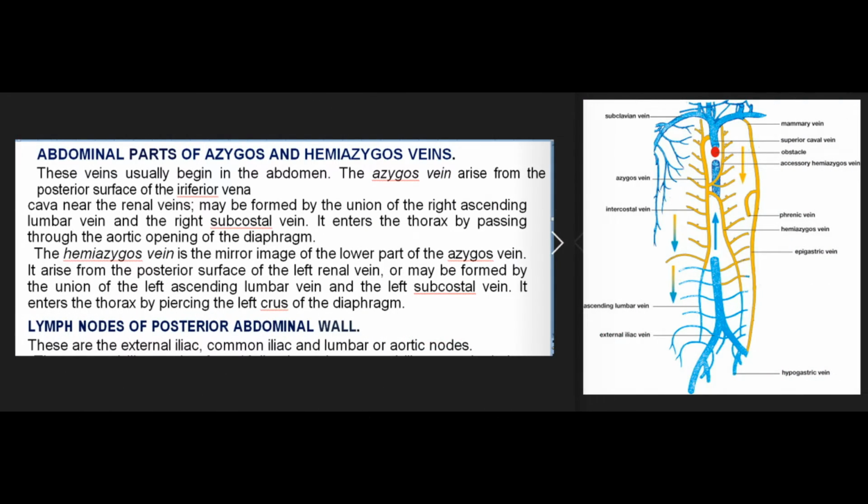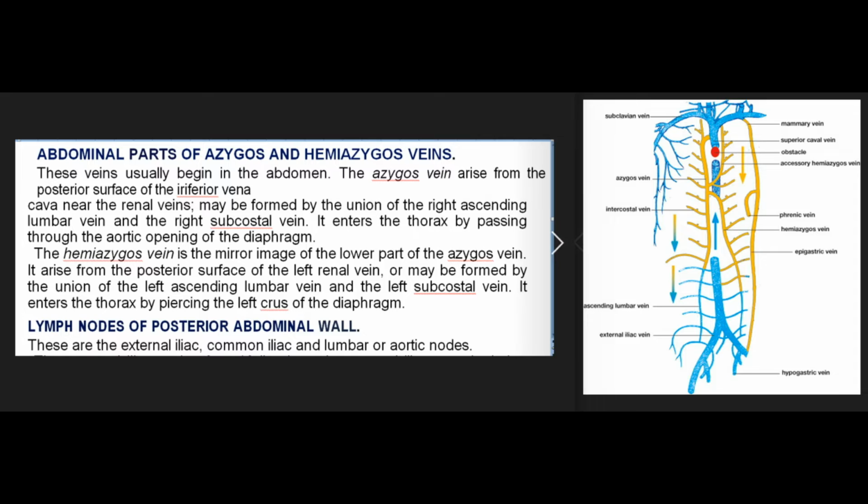Abdominal parts of azygos and hemiazygos veins. These veins usually begin in the abdomen. The azygos vein arises from the posterior surface of the inferior vena cava near the renal veins, or may be formed by the union of the right ascending lumbar vein and the right subcostal vein. It enters the thorax by passing through the aortic opening of the diaphragm.